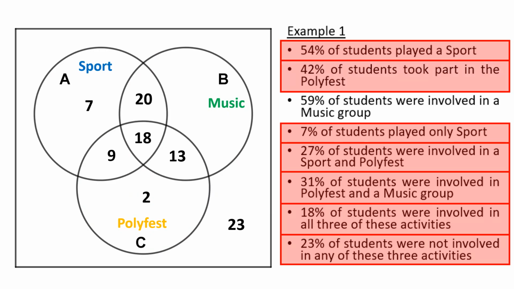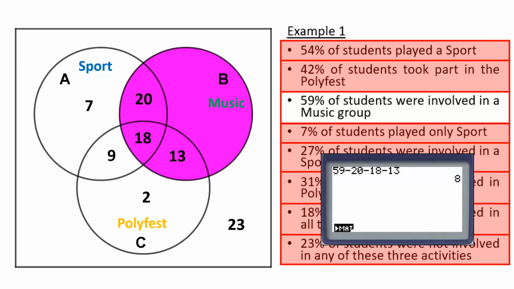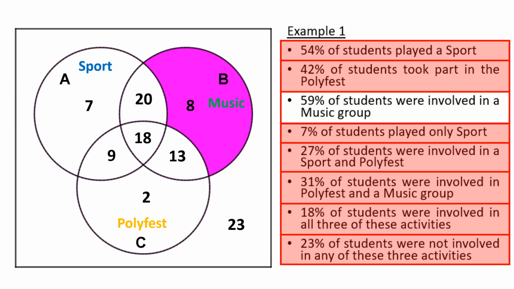And finally, we can come back to our music because we know 59% of them were involved in a music group. This entire region must add up to 59. So we can do our subtraction and work out there must be 8% left over. 8% of students did music on their own.